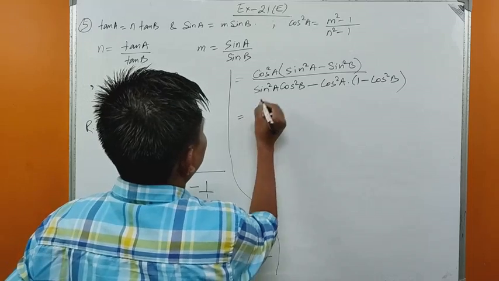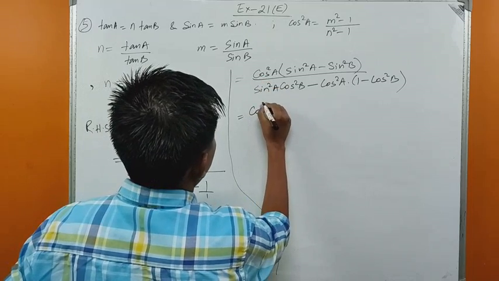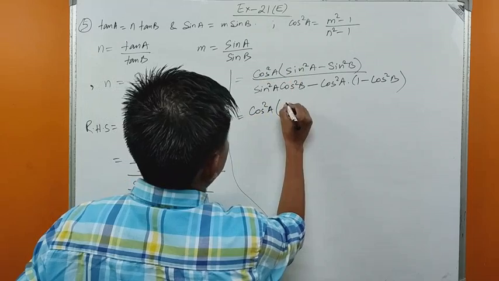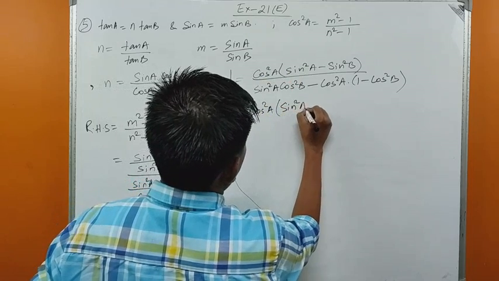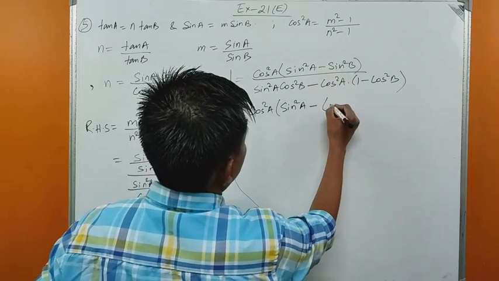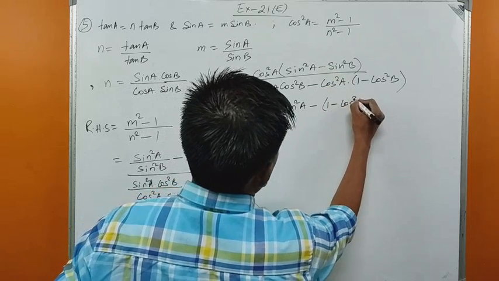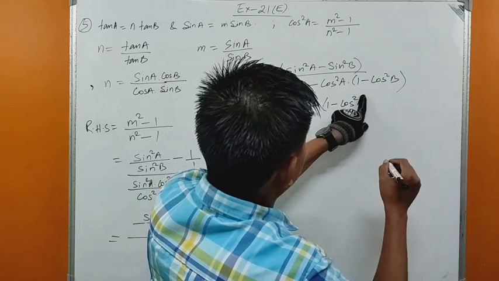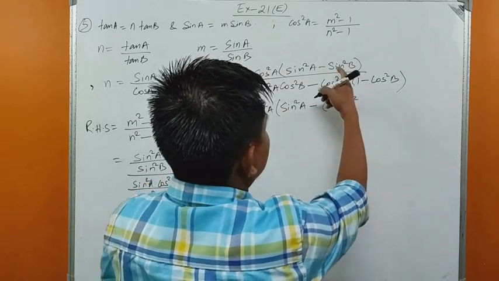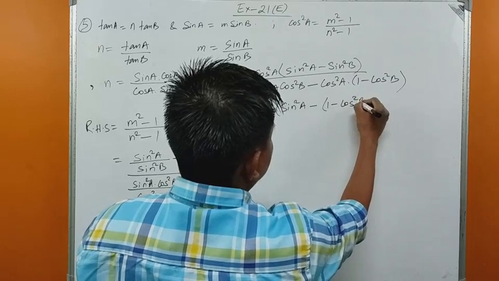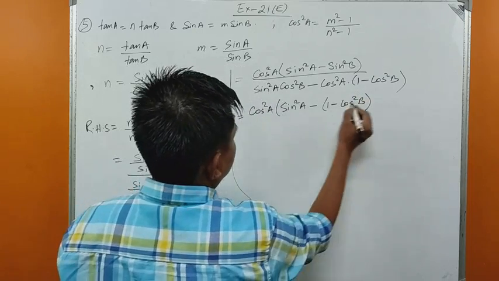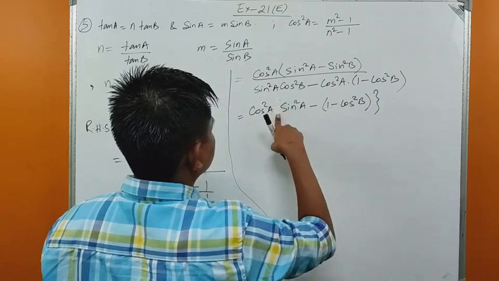Now in the numerator we have cos square A into sin square A minus sin square B, and sin square B means 1 minus cos square B. This is B. Angle should be same, okay. Sin square B means 1 minus cos square B. This is a curly bracket, okay.